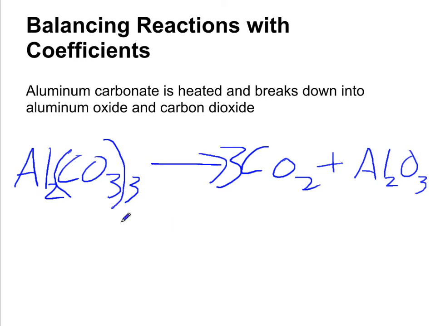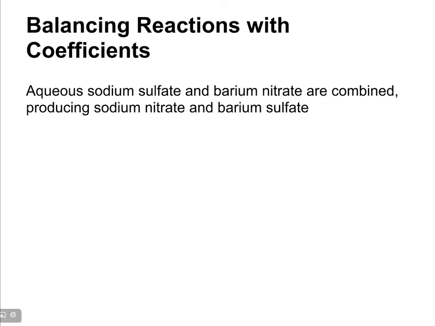Now for oxygen, it's always a good idea to save oxygen for the end, no matter what reaction you're balancing. We've got 3 times 3, that's 9 oxygens on the reactant side. Let's see how many we've got on the product side. 3 times 2 is going to be 6 oxygens from carbon dioxide, plus the 3 oxygens from aluminum oxide, so 6 plus 3 is 9. All we had to do to balance this equation was throw in this 3 right here. Let's look at another example.